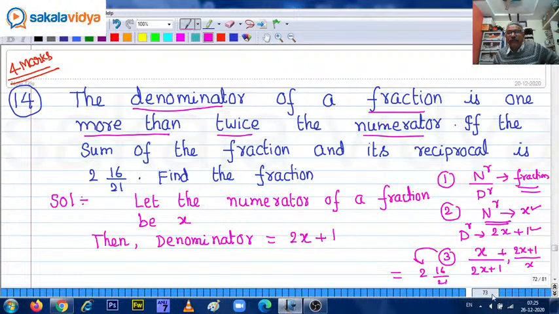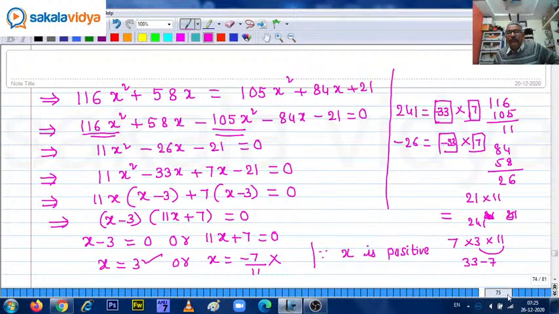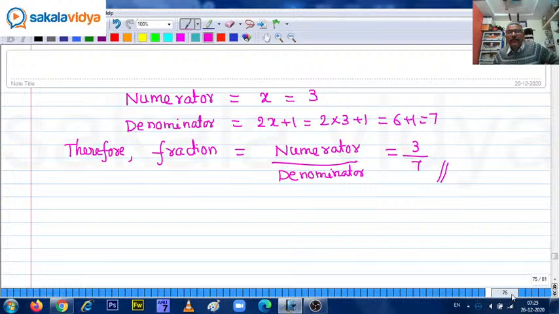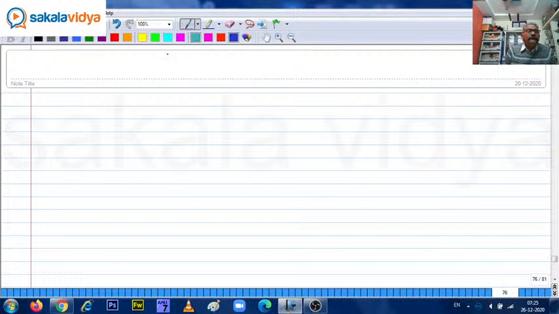Right, 14th problem completed. So I will give one more problem, the 15th problem. Are you ready?